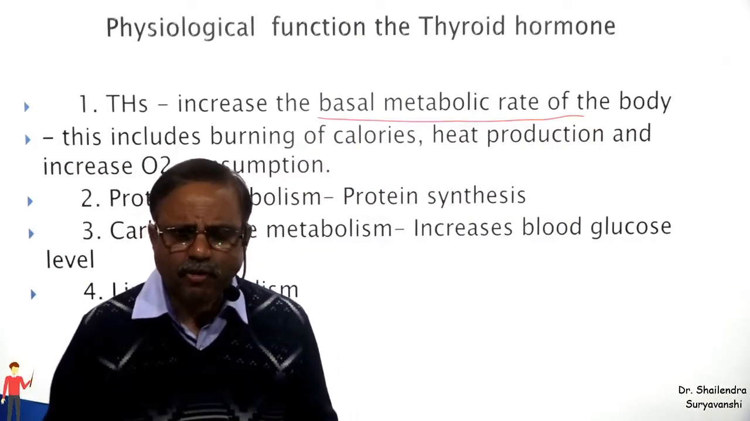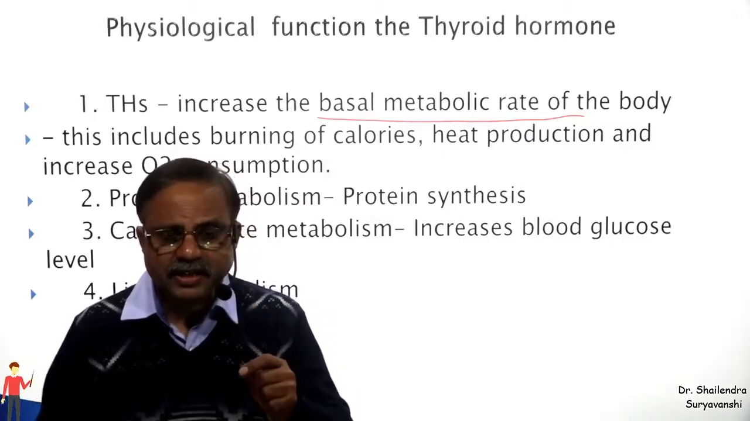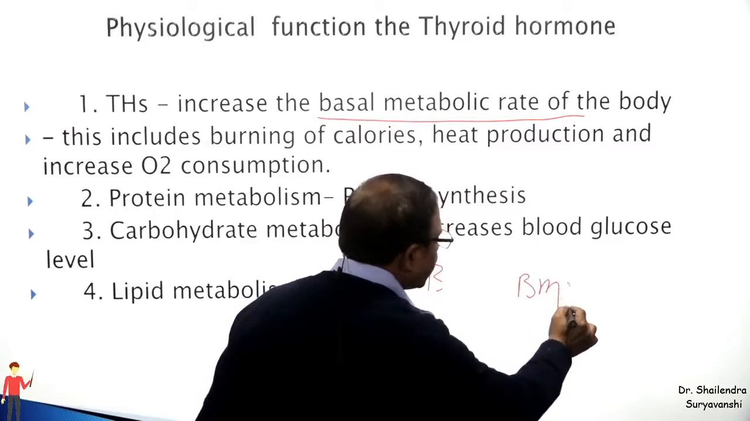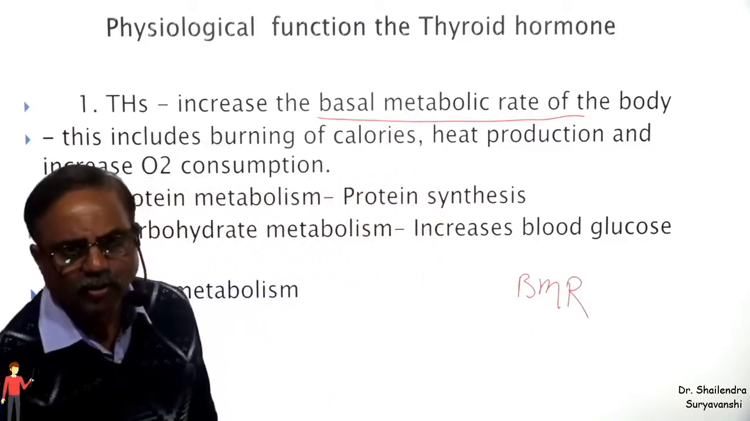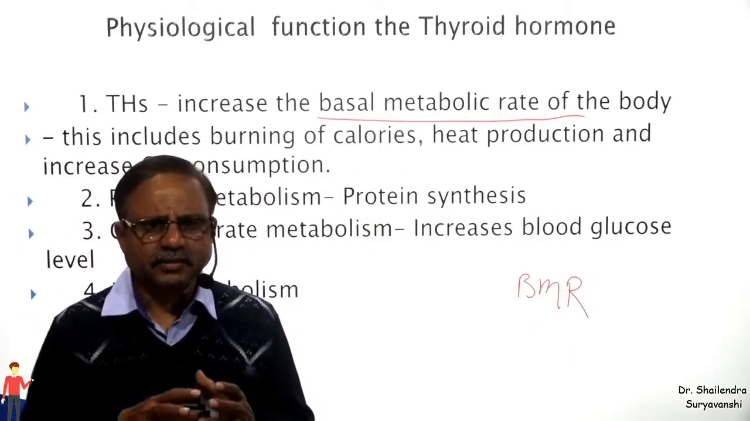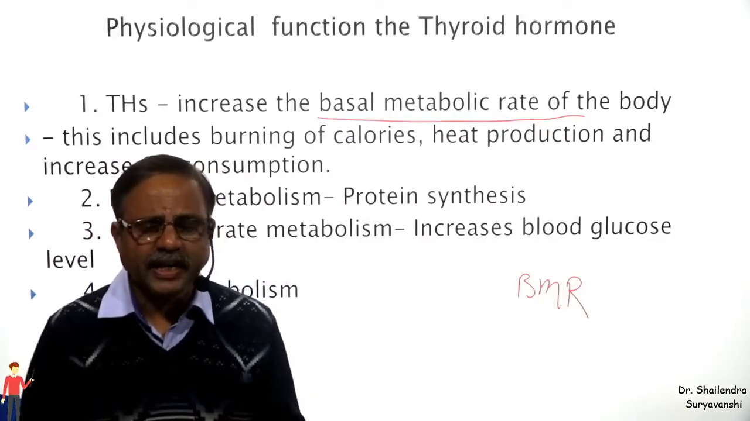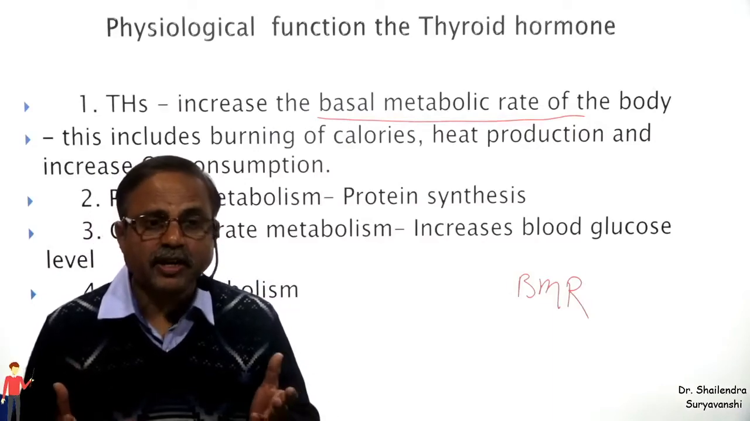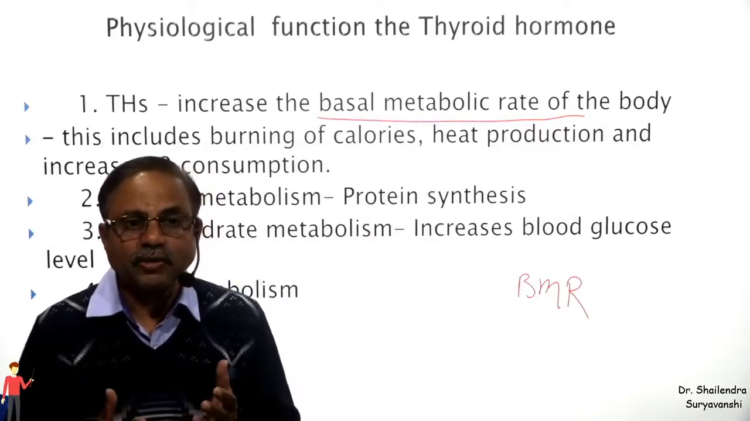Each and every cell of our body has a certain basal metabolic rate. We can call it the basal metabolic rate, the rate at which the cells are using and burning calories and producing heat, because our body needs to produce a certain amount of heat to keep us warm, otherwise we will grow cold.